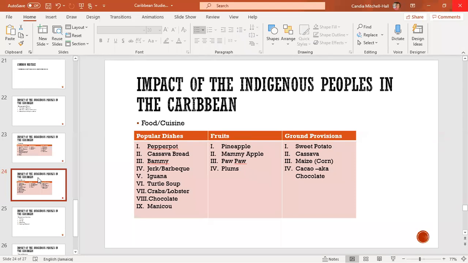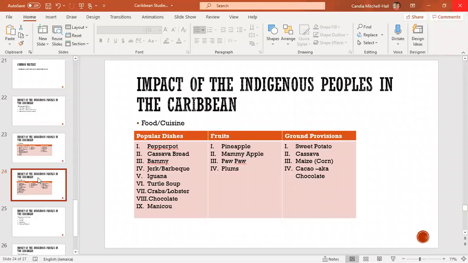Pepper pot, I believe in Guyana, their national dish is pepper pot. Cassava bread, bammy, all of these are indigenous. Bammy is also made from the cassava. Jerk barbecue. Back then, they used to jerk the iguana and barbecue. Today, the British brought the chicken and we jerk the chicken, or barbecue the chicken. But back then, they used to do the iguana. Turtle soup, crab and lobster.